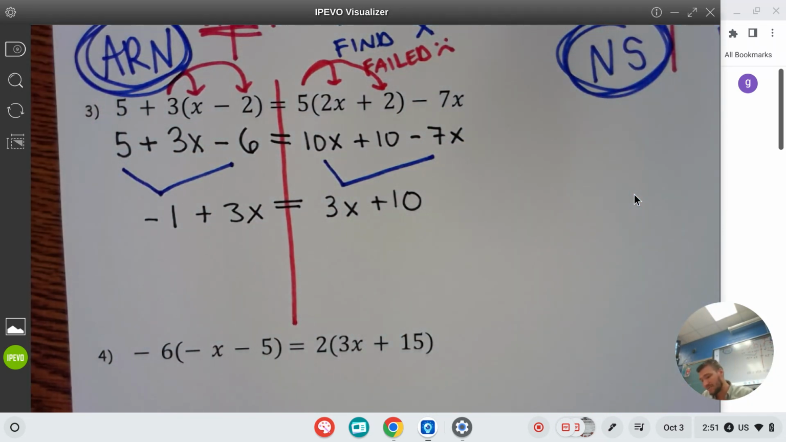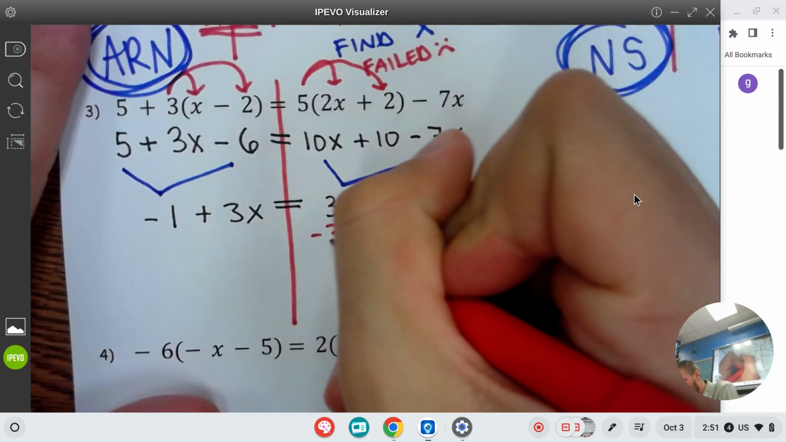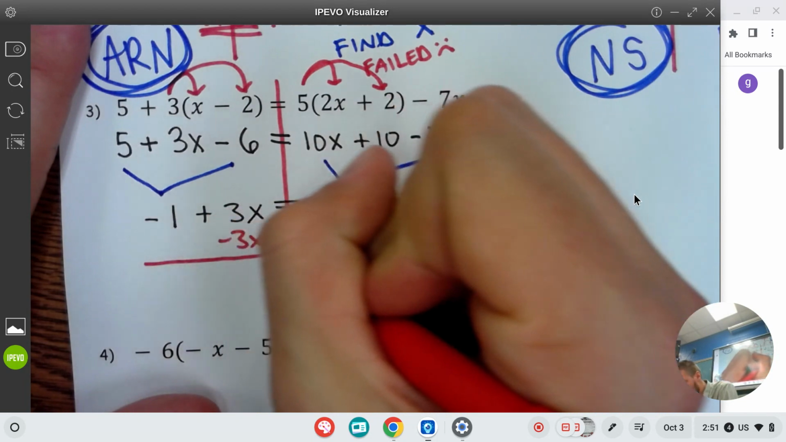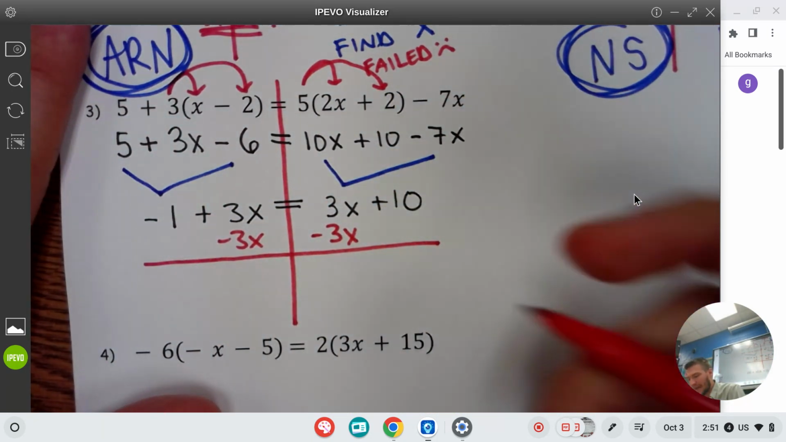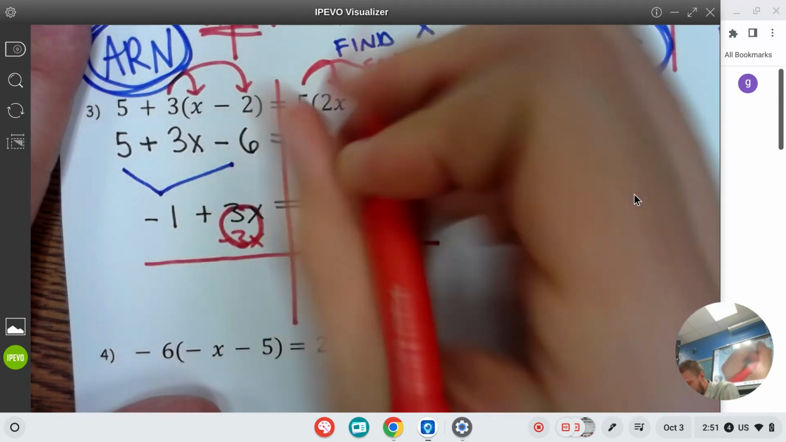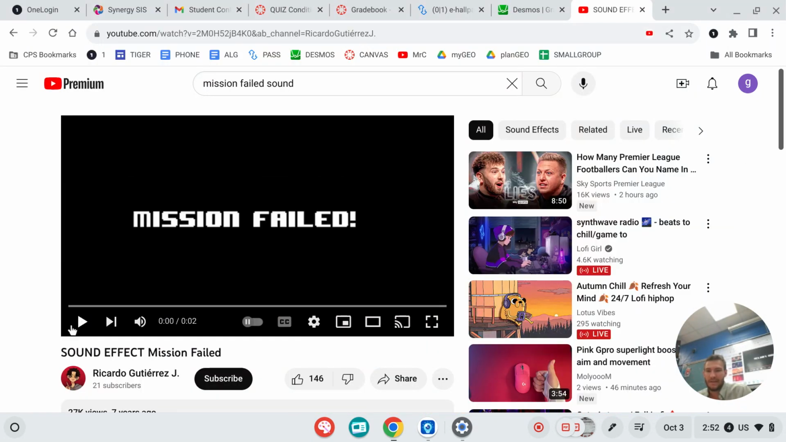And now, what's going to happen? Hopefully in your heart of hearts you can foresee these x's. They're matching up. Minus 3x. Minus 3x. And what's 3 minus 3? 0. And what's 3 minus 3? 0.